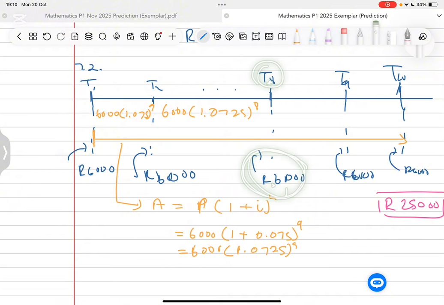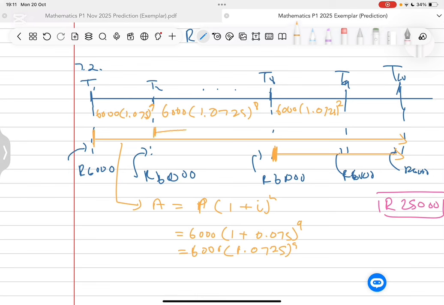And with this payment, you can see that it will also stay in this account from the beginning of the 8th year to the end of the 10th year. So that means this amount will stay only for 2 years, because you'll say here 10 minus 8, and that should give you a 2. So what I have here is 6,000 × 1.0725, but here I have a 2. I hope you see the pattern.